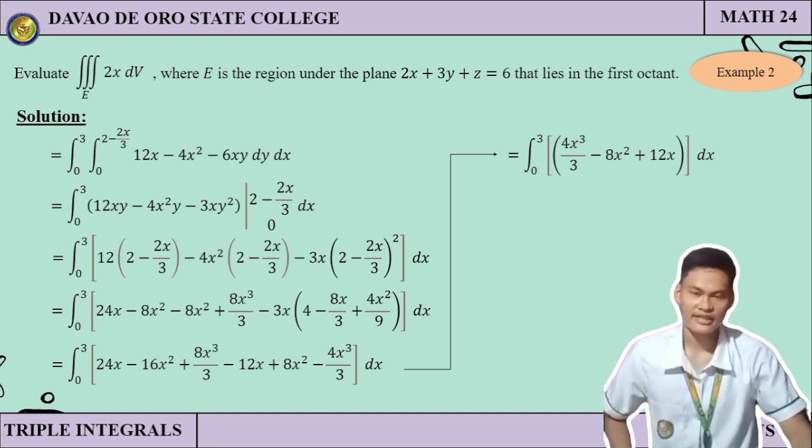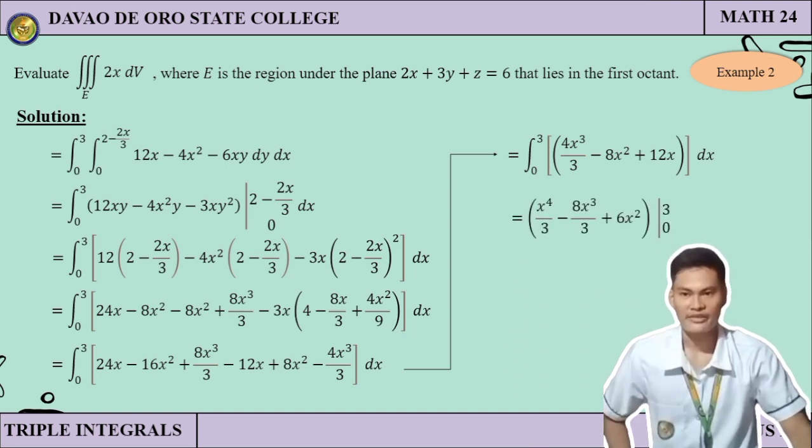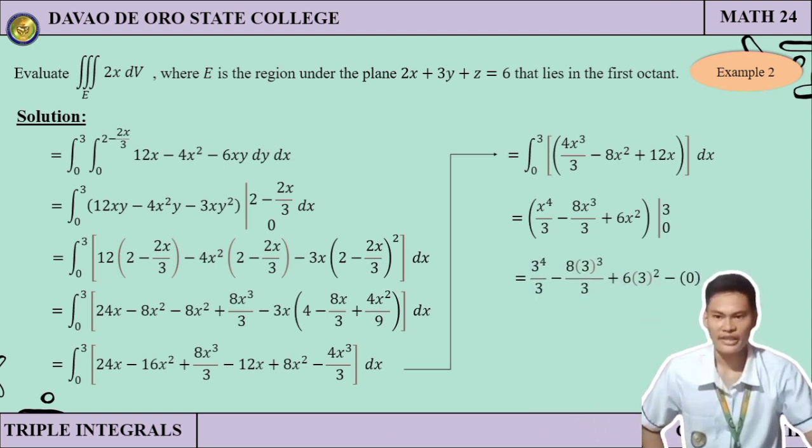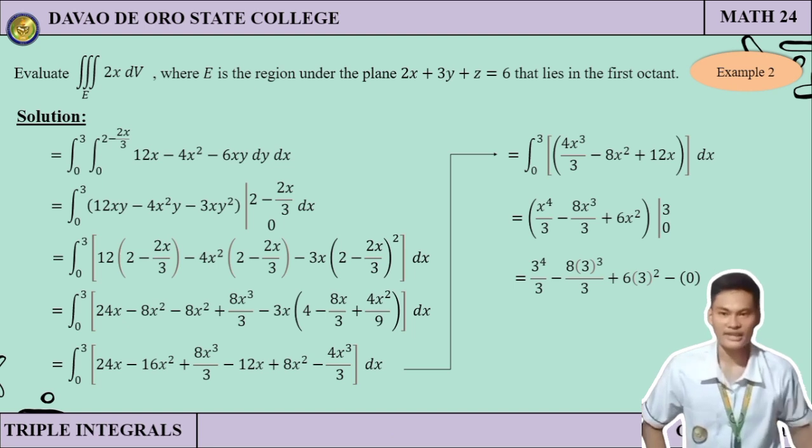Then, since that is simplified, we can now apply the rules of integration, the power rule in each term. So we have x raised to 4 over 3 minus 8x cubed over 3 plus 6x squared evaluated from 0 to 3. Then apply the substitution, 3 raised to 4 over 3 minus 8 times the quantity of 3 raised to 3 over 3 plus 6 times the quantity of 3 squared minus 0. Since 0 affects nothing in the equation, by simplifying the fractions, we get the final answer of 9.